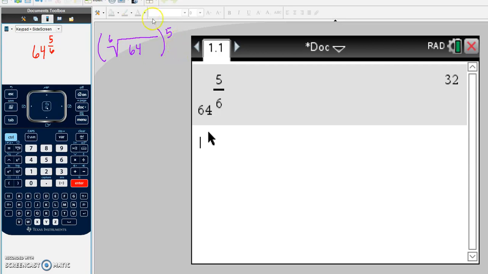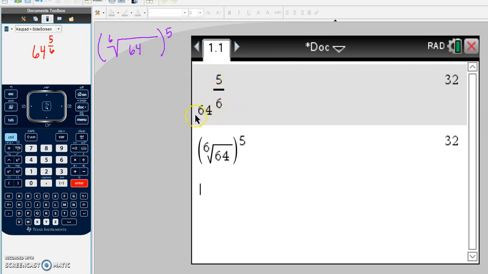If you had changed it to look like this right here, we could have typed that in also: parentheses, and then control caret, and then 6 for my root, and then move it over and have 64 under the radical, and then I need to raise this whole thing to the 5th power, so then I'd hit caret and then 5, and then hit enter, and I'll still have the same thing.